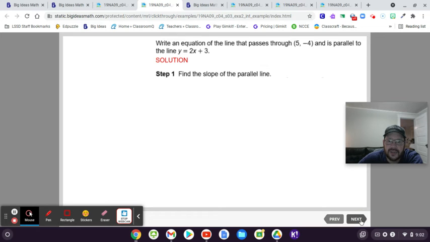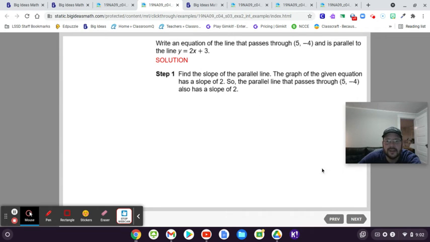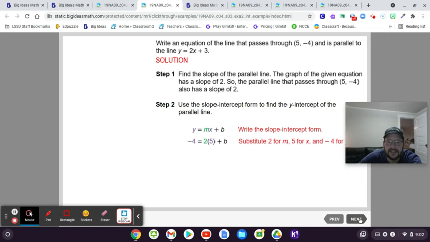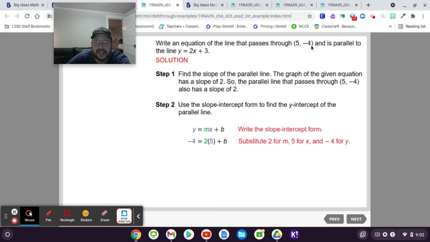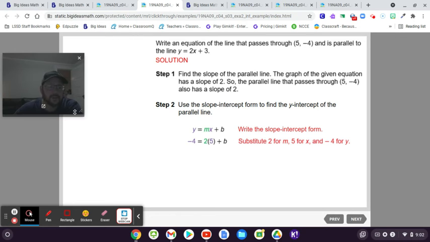Okay, it's got to be 2. And the reason why it's got to be 2 is because the slope of this one is 2, because that's in slope-intercept form. Okay, so then what you use is the slope of 2, and you can substitute 5 for x and -4 for y to calculate b. That's one way to do this. Or you can use point slope form. That is the other way to do this.